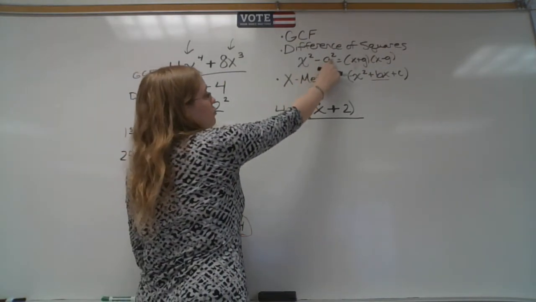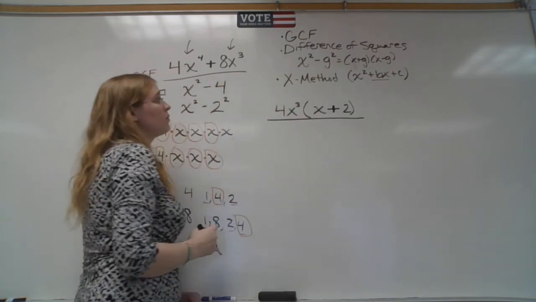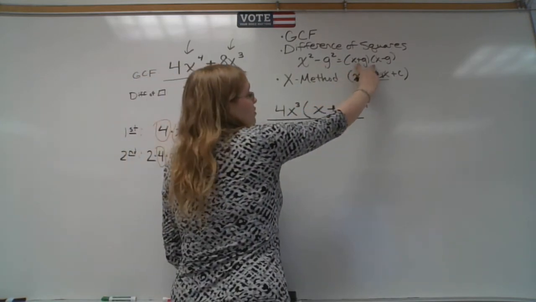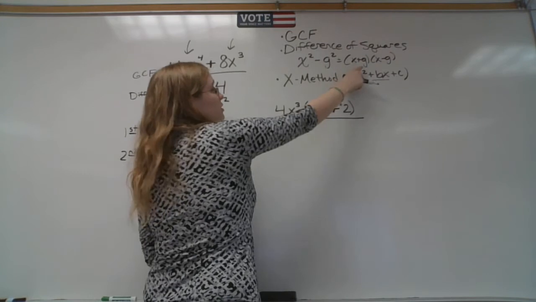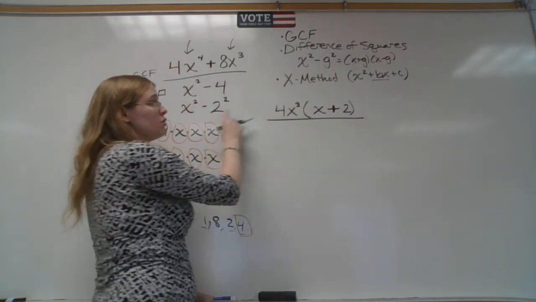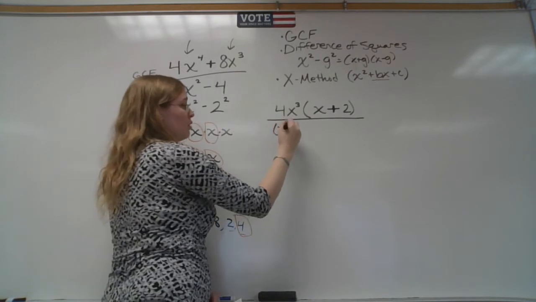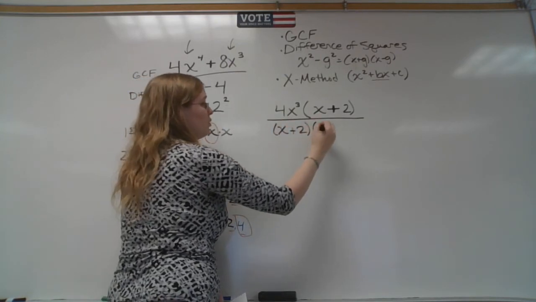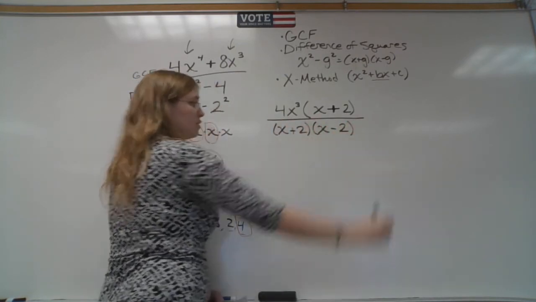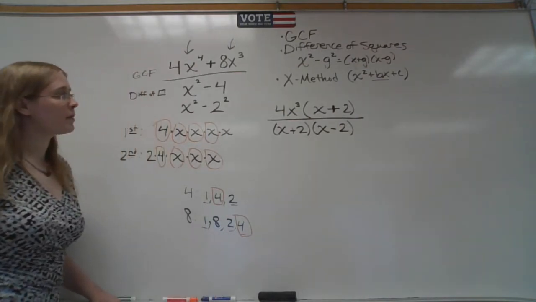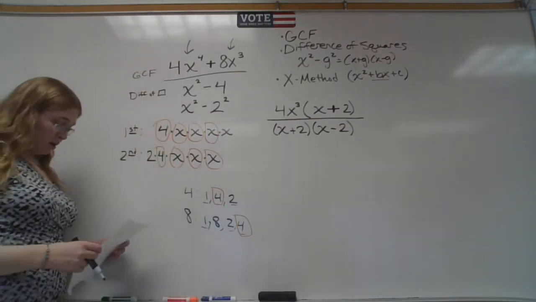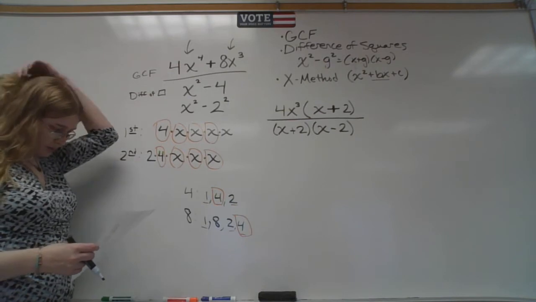x squared minus 2 squared. So 2 is our g. So our factors would be x plus our g, which is 2, and x minus our g, which is 2. x plus 2 times x minus 2.